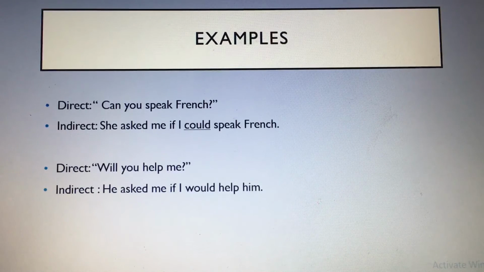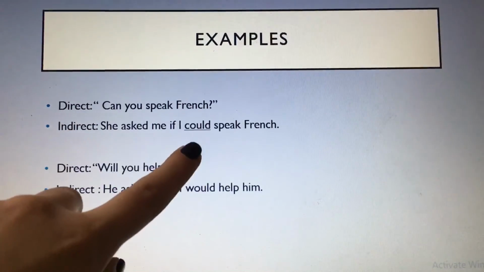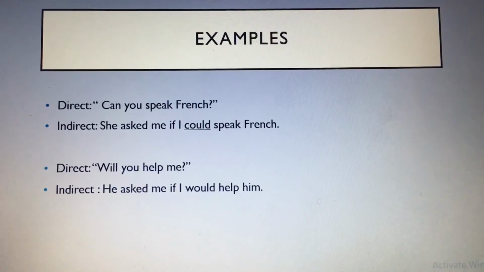Okay, questions with can and will. Direct: Can you speak French? She asked me if I could speak French. So we change can to could. What about will? Direct: Will you help me? He asked me if I would help him. We change the pronoun me to him.